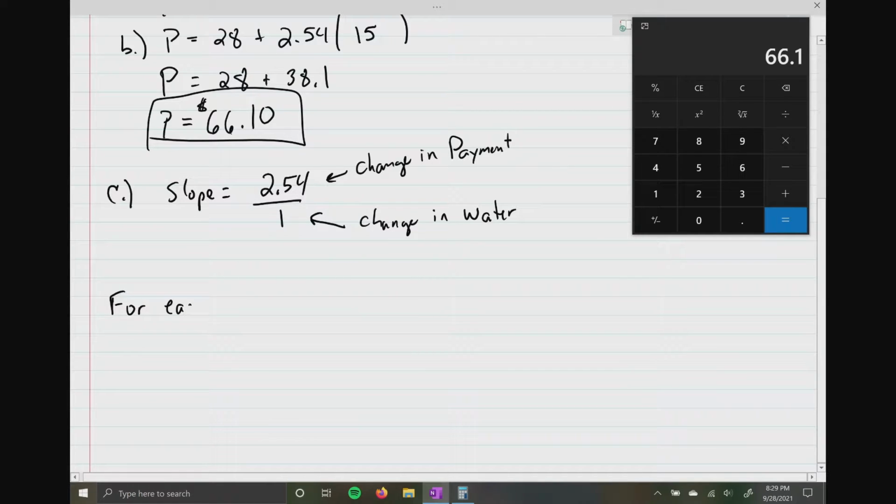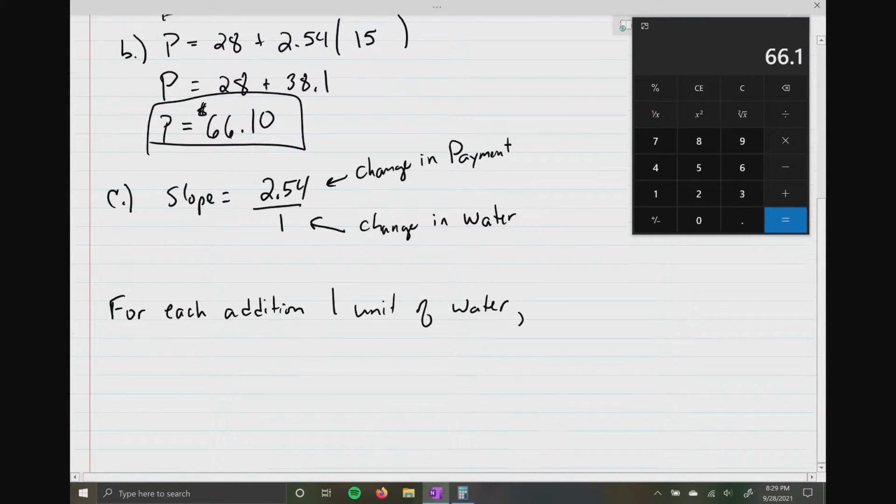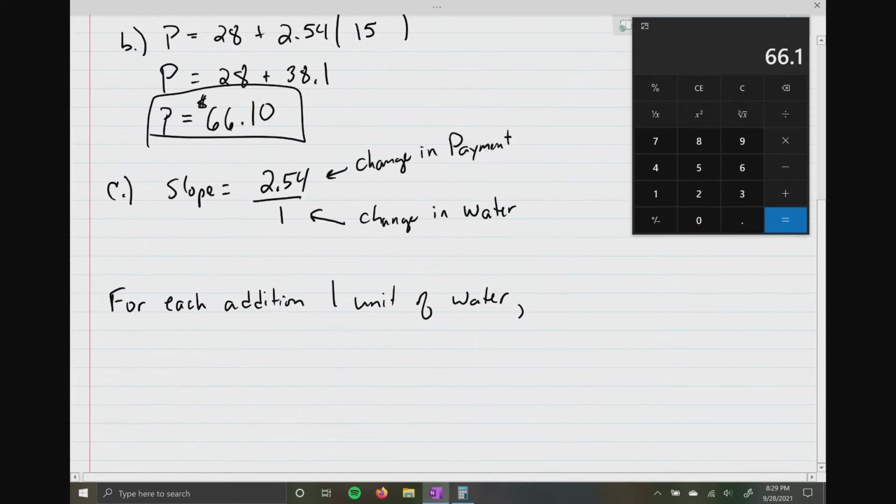For each additional 1 unit of water, what is his name again? Is it Paul? No, it's Randy. Randy's payment will increase because it's a positive value. So it will increase by $2.54. And that is how we interpret the slope.